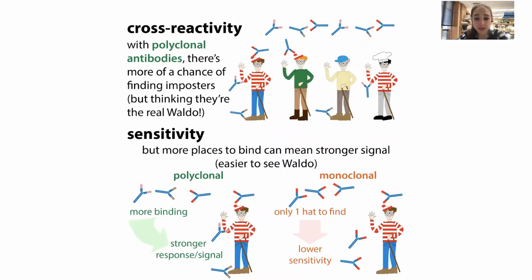But let's talk about why you would or wouldn't want to use these potentially in the lab. With the polyclonal antibodies, you're going to have to worry more about cross-reactivity. Because you're finding multiple sites, if there are other things that have a similar site, then your antibodies might recognize them. So you think that you're finding Waldo, but you're finding someone that's wearing Waldo's hat.